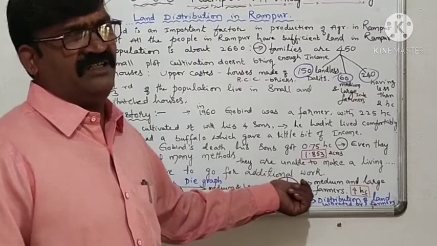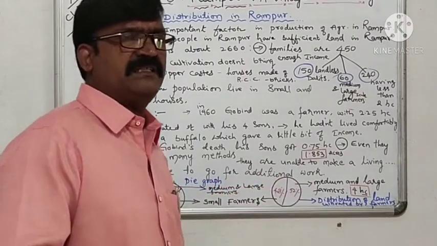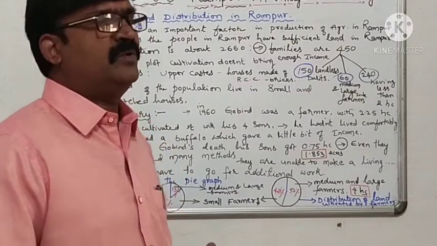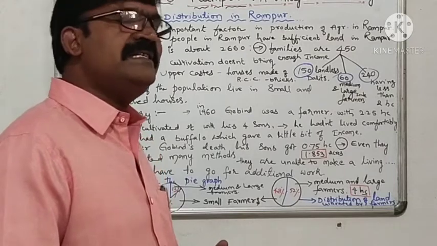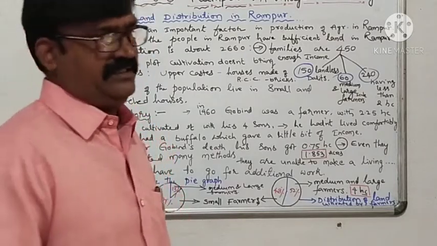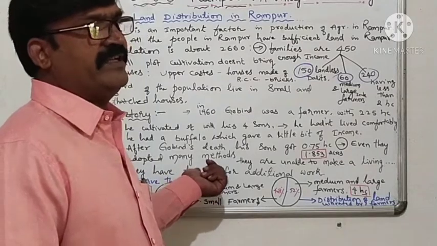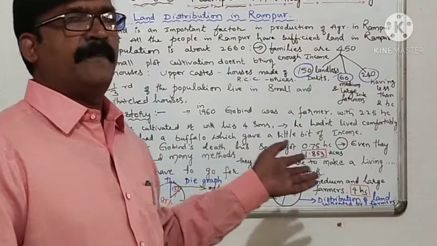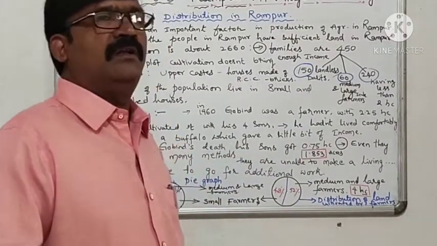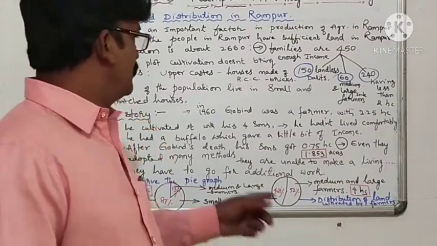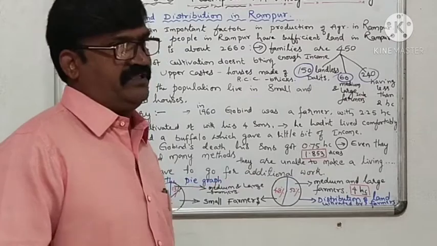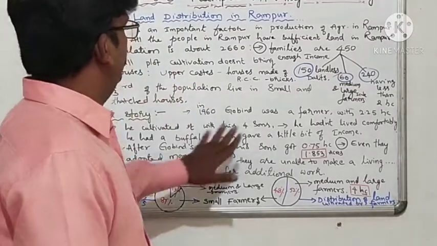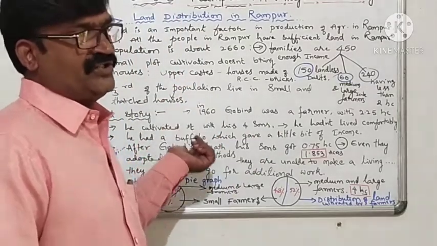They have to go for additional work. We see in our agriculture sector, the farmers or farming laborers don't get complete work throughout 365 days. So year long they don't get it. That's why the central government brought a scheme, Mahatma Gandhi National Rural Employment Guarantee. So they have to go for additional work beyond this cultivation. So this is the land distribution and about Govind's story.